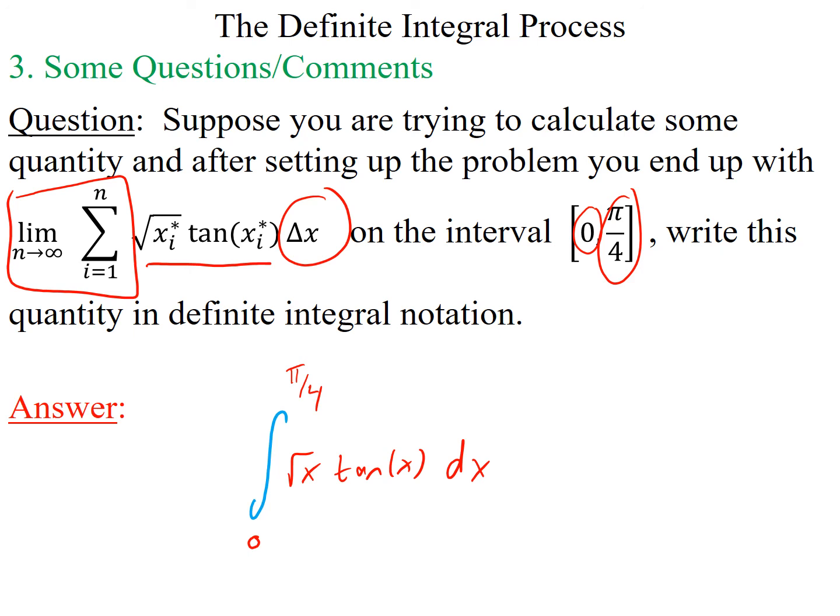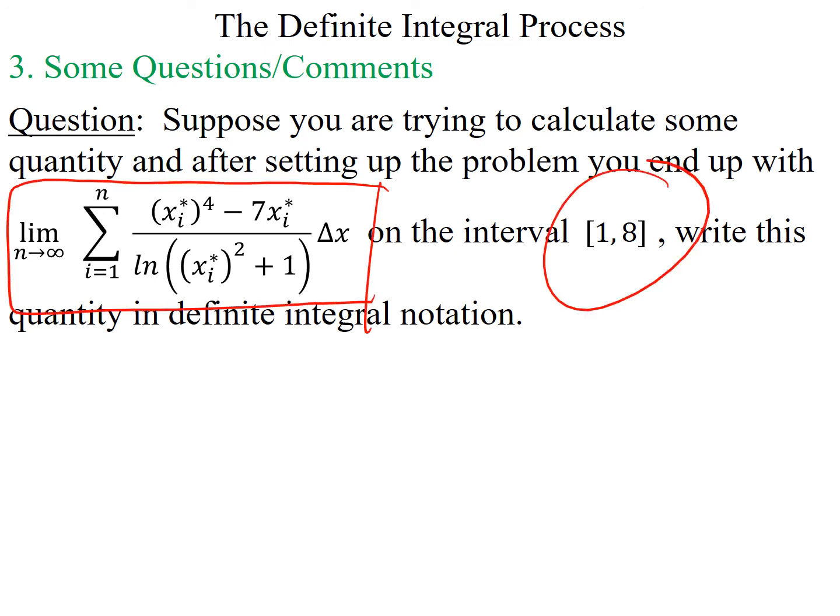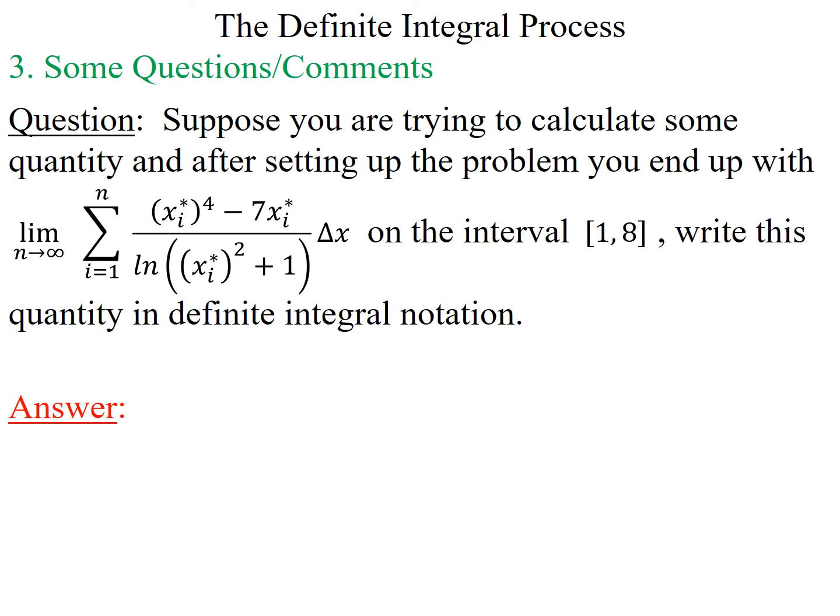And let's do one more like that. So again, suppose you're calculating something like arc length or something, and you end up with this expression here, a limit of a Riemann sum, and then you have this interval. Write the definite integral notation for this. So again, think of this part here as the integral symbol.